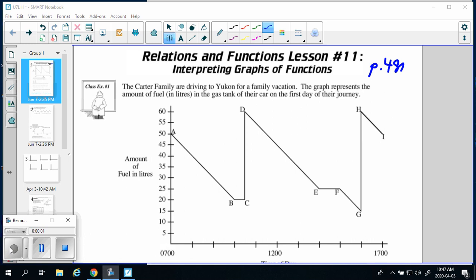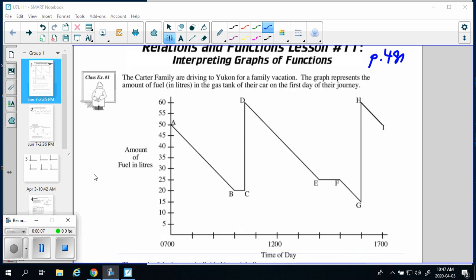On lesson 11 on page 481, interpreting graphs. Here is a graph of a family driving on vacation, and this is the amount of fuel that's in their tank. So as you can see, in segment A to B, they are driving and the fuel is going down. And then from B to C, they have stopped.